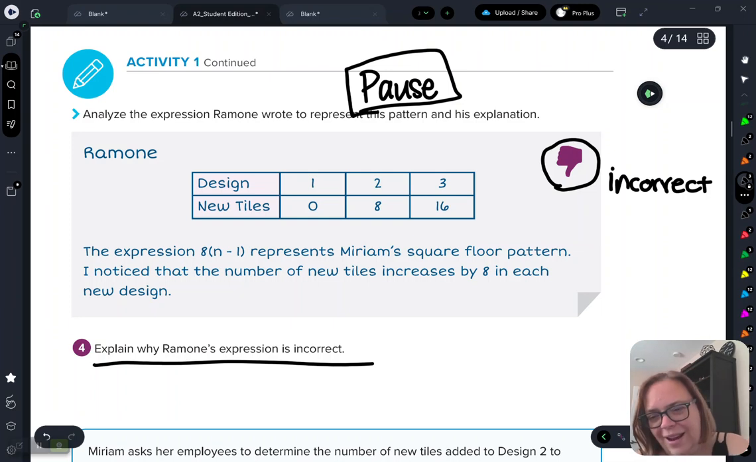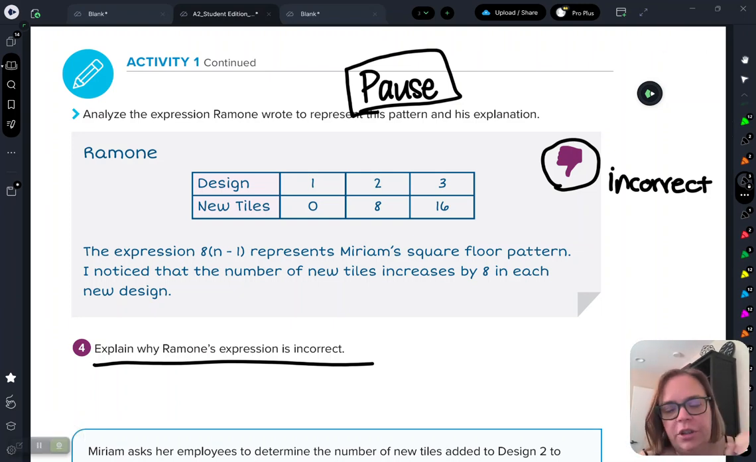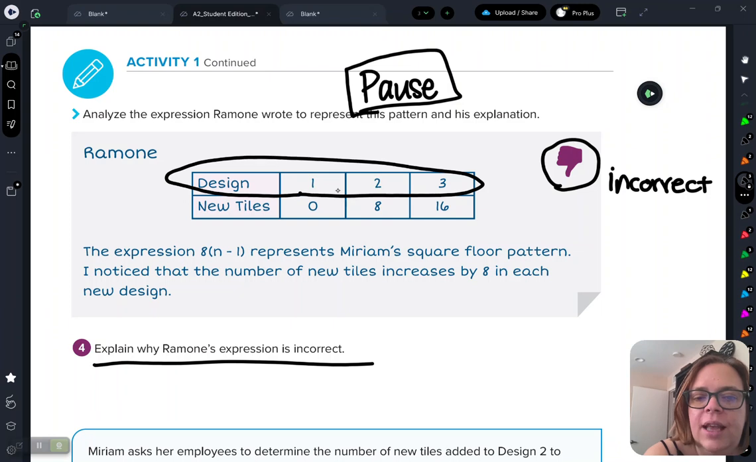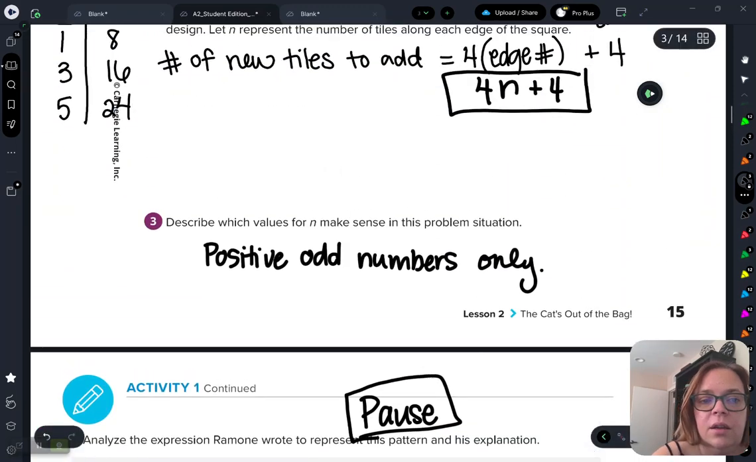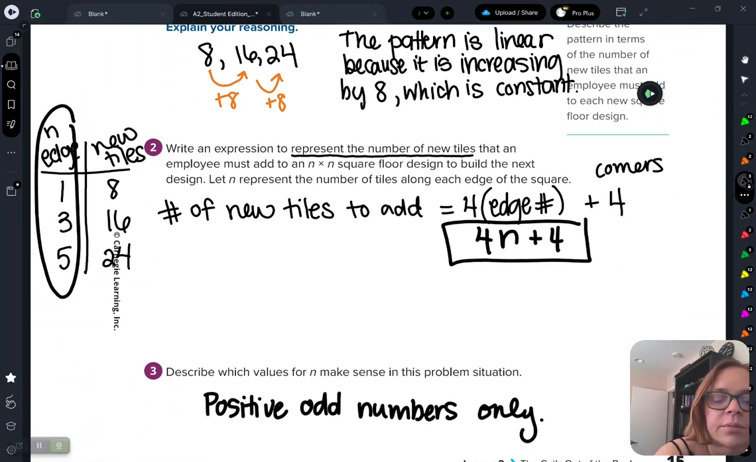Honestly, I thought of it this way at first too, and I had to catch myself. The reason that this is not correct is because he's using the design number. That's not what they were asking. This should not be the design number. It should be the edge number, the number of tiles along the edge, okay? So he's using the design number when we were supposed to be using the edge number.